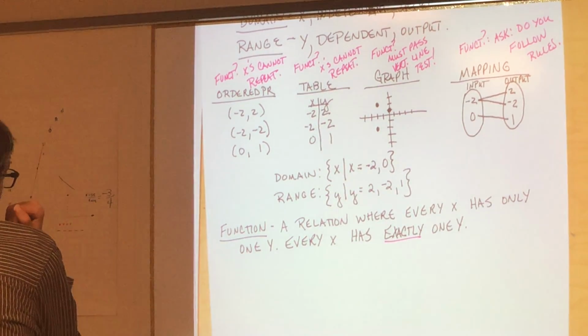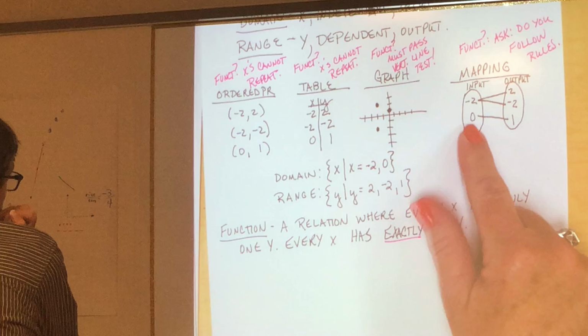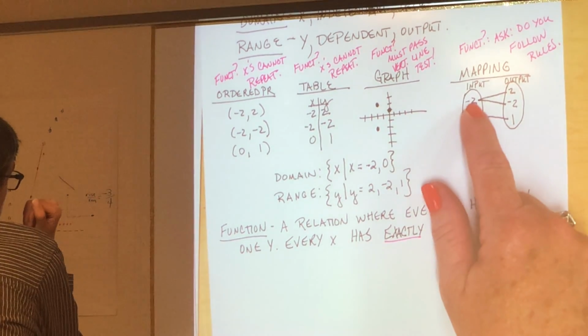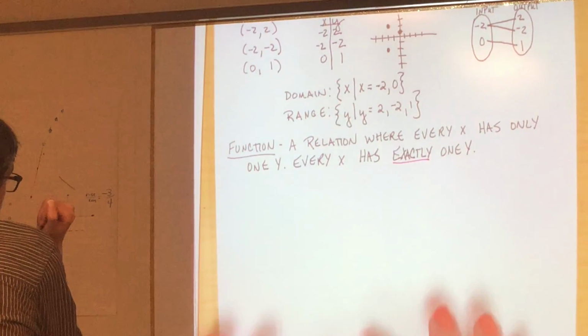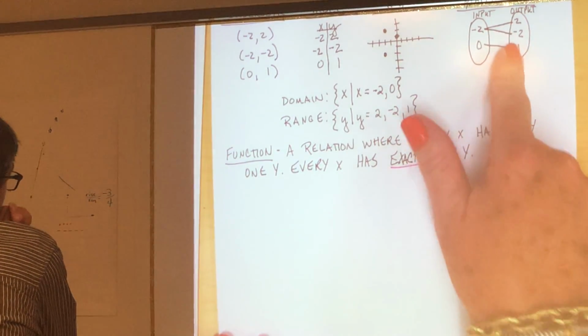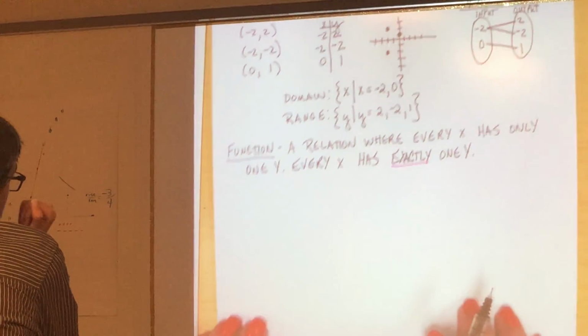He's not a function. Do you see what I'm saying? This x has one y, this x has, no, more than one y. He is not a function. Correct. Okay, so which one was the most difficult? The mapping. So let's study some mapping ones, all right?